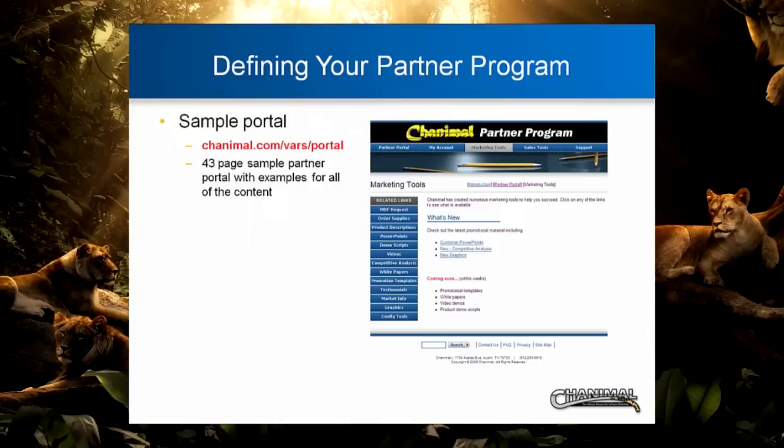Okay, so here's the channel sample partner portal, channelmill.com/vars/portal. It's got 43 pages of sample content. If you look at this, it's got the partner portal, my accounts, the marketing tools, and within the marketing tools, it's got buckets to put PowerPoints, demo scripts, video, competitive analysis, different things that you might need. If you don't have all of that, just eliminate those. But this shows you a lot of the kind of material that you ought to have.